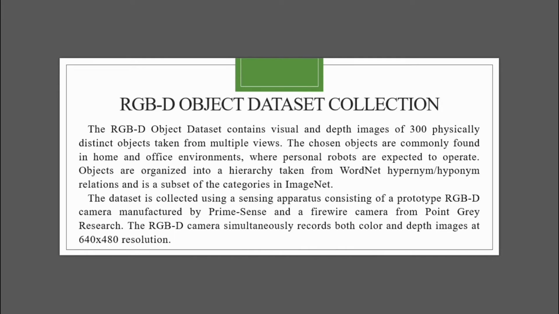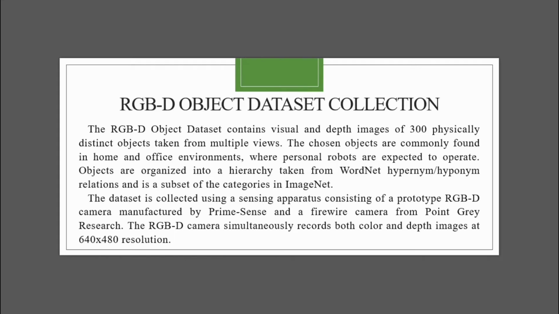RGB-D object dataset collection. The RGB-D object dataset contains visual and depth images of 300 physically distinct objects taken from multiple views. The chosen objects are commonly found in home and office environments where personal robots are expected to operate. Objects are organized into a hierarchy taken from WordNet hypernym or hyponym relations and is a subset of the categories in ImageNet. The dataset is collected using a sensing apparatus consisting of a prototype RGB-D camera manufactured by PrimeSense and a FireWire camera from Point Grey Research.